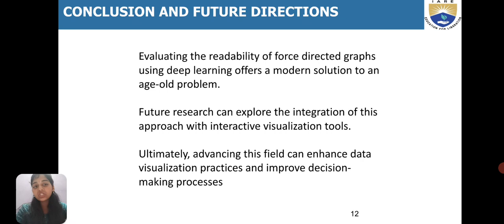Future research can explore the integration of this approach with interactive visualization tools. Ultimately, advancing this field can enhance data visualization practices and improve the decision-making process.